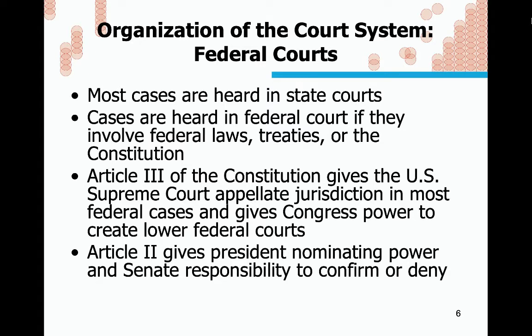Cases are heard in federal court if they involve federal laws, treaties, or the Constitution. Right? This day and age, not a lot of cases are going to be originated in the United States based on treaty law, but treaties are law of the land. Most cases that start in federal court involve federal law, less so specifically the Constitution. Article 3 of the Constitution gives the United States Supreme Court appellate jurisdiction in most federal cases and gives Congress the power to create lower federal courts.